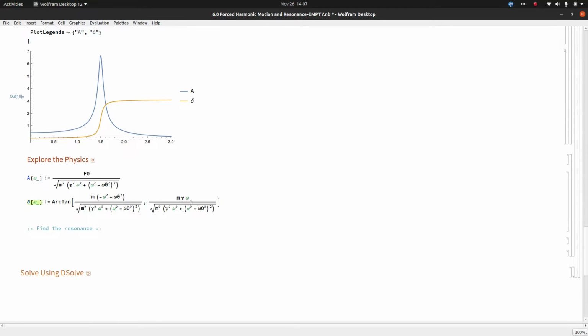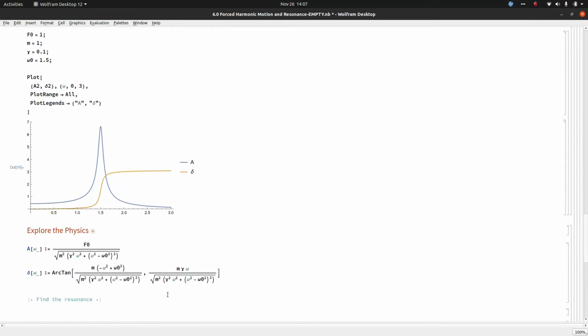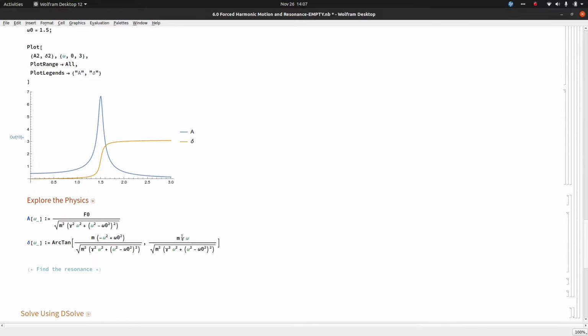So I've taken the liberty of copying down the solutions. We've already seen them in the last video. Now, a question that you might wonder is, we can see that the amplitude is peaked near the resonance frequency, but where exactly is that? That is easy enough to find, because we can just look for where this peak is.